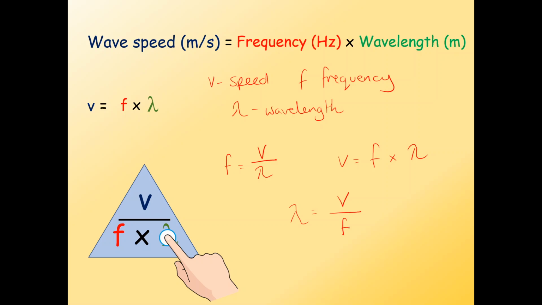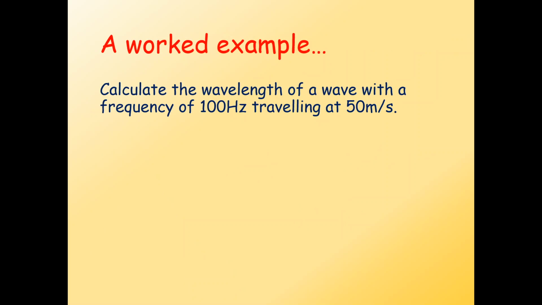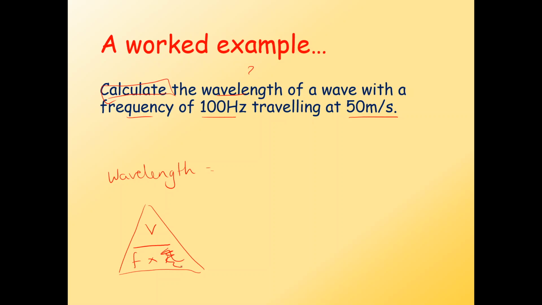Okay, let's look at a worked example now. Calculate the wavelength of a wave with a frequency of 100 Hz travelling at 50 meters per second. So it wants us to work out wavelength. How do we do that? If you remember, we had the speed up the top, and we had the frequency and the wavelength down here. So it wants us to work out wavelength, so let's cover that up.